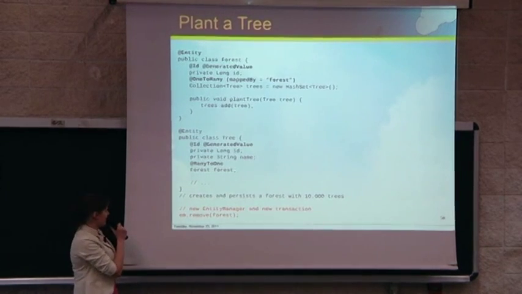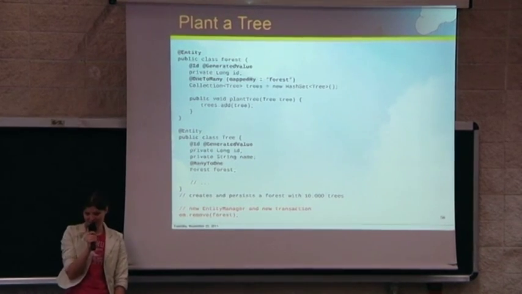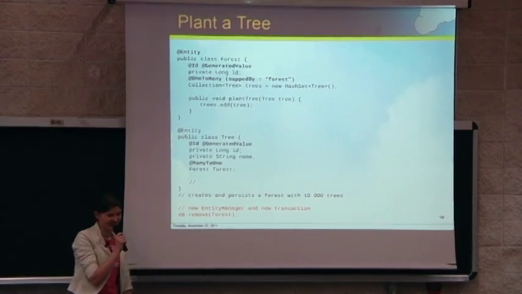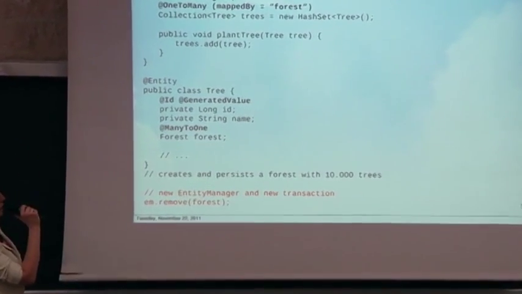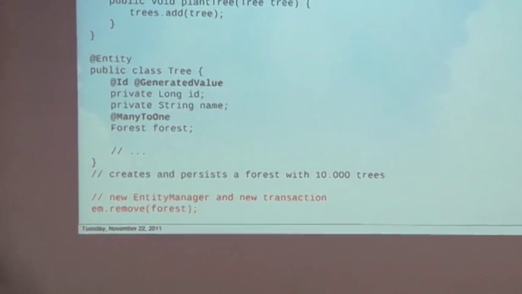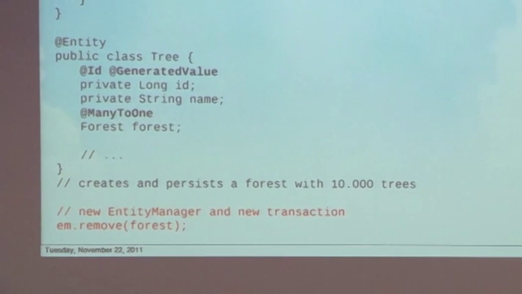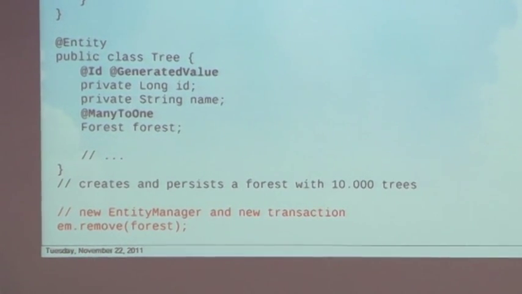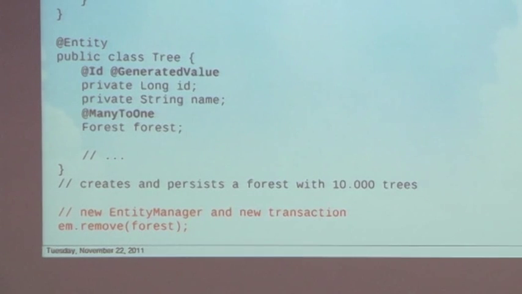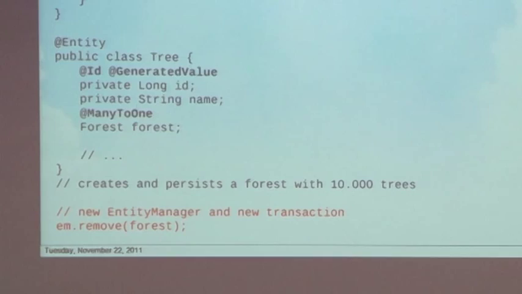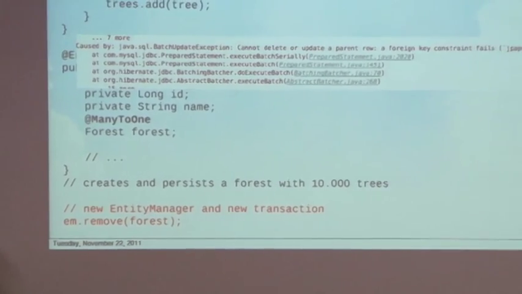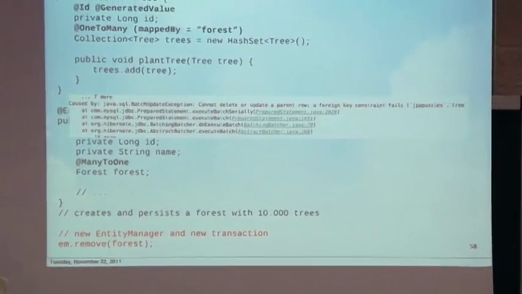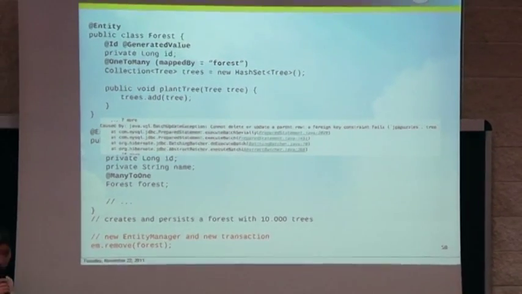So is it the end of our problems? Nope. Here, what happens? What do you think, guys? So we changed our set to collection, now it's very performant, and we want to remove the forest. Will it succeed or not? Who thinks it will succeed? Who thinks it will not succeed? Very smart, guys. Yes, it won't succeed. A foreign key constraint. Pretty obvious.